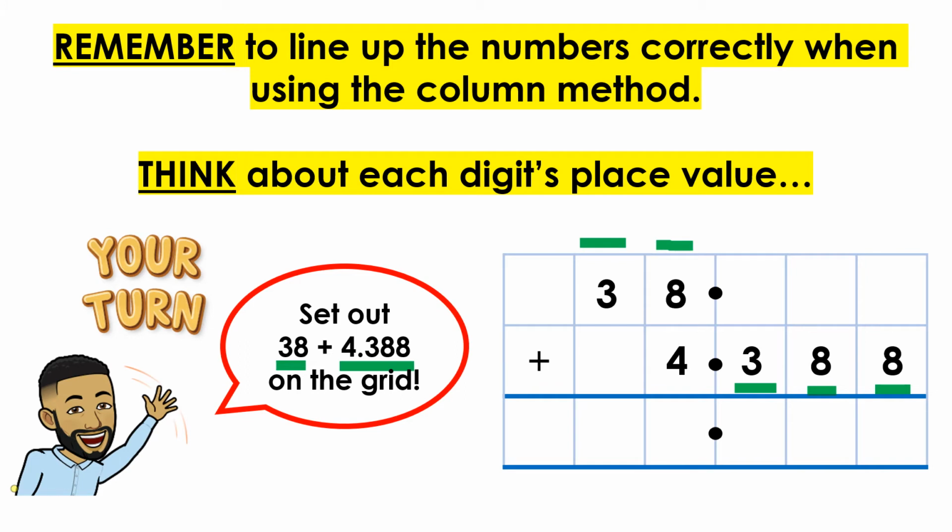Now we've got our whole number and our decimal number in place. We do need to add our placeholders, and they would go on the same line as the whole number, and then we can just simply start adding away.